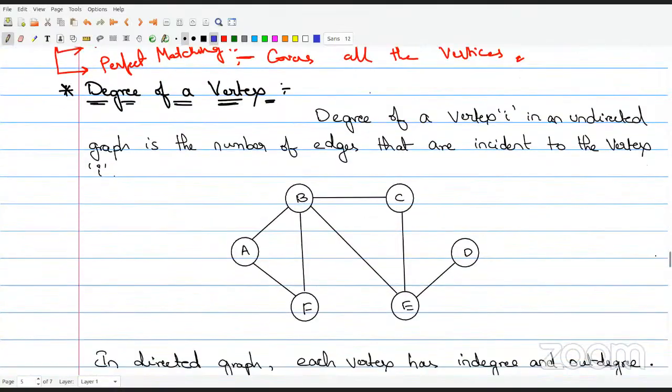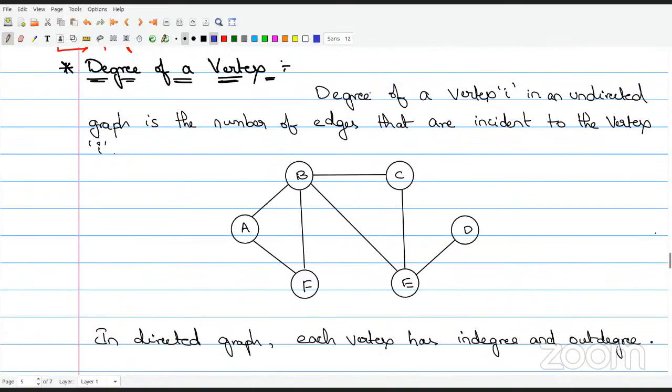Okay, let's move ahead and we will discuss what is degree. Degree is also a very easy topic. The degree of a vertex is defined for an undirected graph separately and a directed graph separately. When we say degree, it refers to an undirected graph. We will discuss what we refer to as degree in a directed graph. But if I didn't include any prefix to degree, then the degree is referring to an undirected graph.